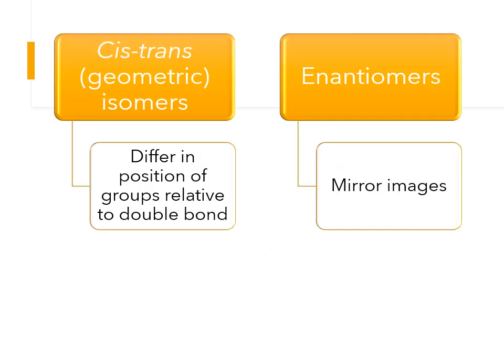Our other types of isomers have fewer permutations. Cis-trans or geometric isomers are similar to structural isomers, but they differ in the arrangement of groups, specifically around an inflexible structure, typically a double bond.